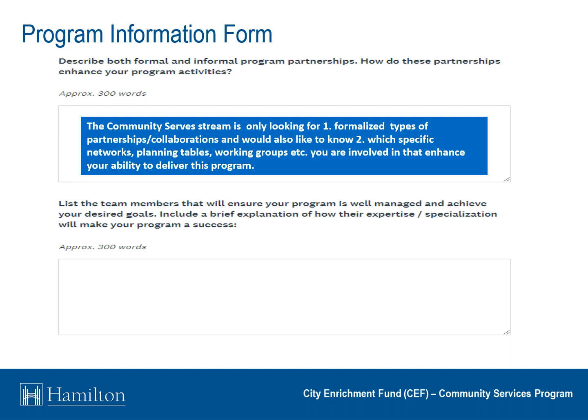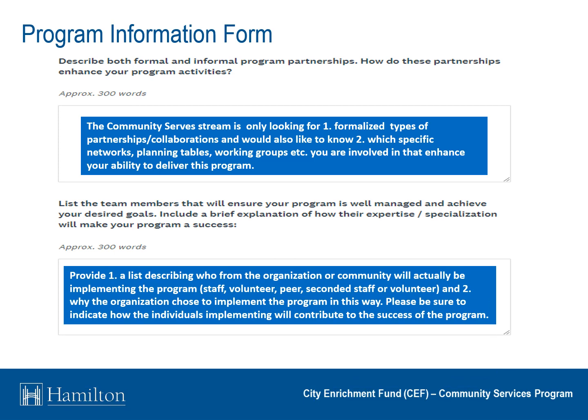List the team members that will ensure your program is well managed and help you to achieve your goals. What we're looking for here is a list describing who from the organization or community will actually be implementing the program, whether it's staff, volunteer, peers, seconded staff, etc., and why the organization chose to implement the program in this way. Please be sure to indicate how the individuals implementing will contribute to the success of your program.